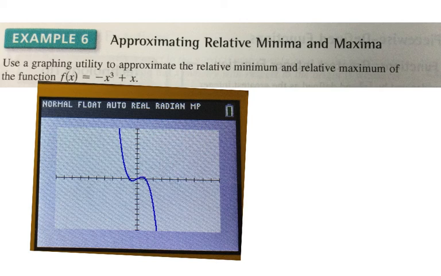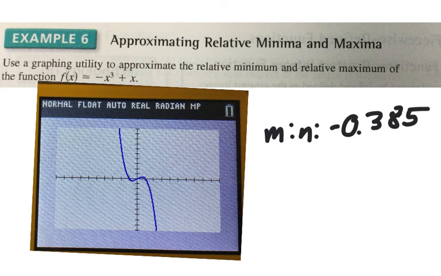So when I go through here, I'm going to click second, calc, minimum. So now minimum is the low point. So I'm going to go to the left of that minimum, and I'm going to go to the right of that minimum. Then I'm going to guess about where I think it happens. It tells me the minimum occurs at negative 0.577, and the minimum is negative 0.385 if I round to 3 decimal places.